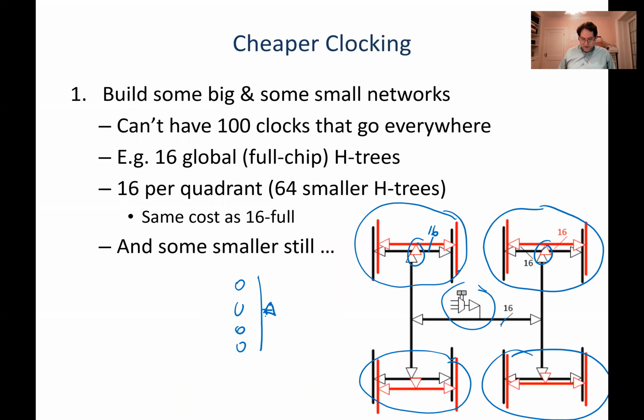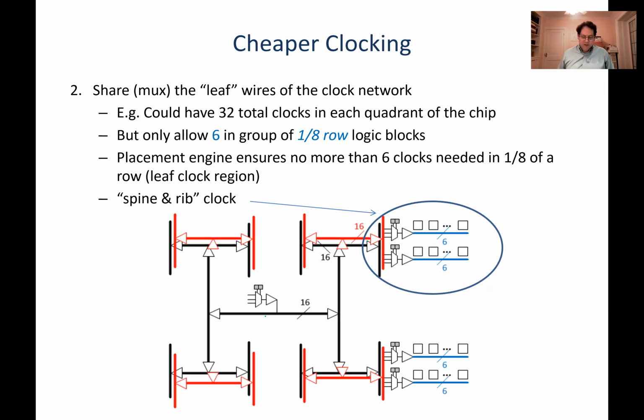Okay, so that's the first thing. Build some big networks, some small networks. Everything that's not really small is still an H tree, but not necessarily as big an H tree. Okay, and then the second idea is essentially Senhyun's idea, which is, can we do some muxing? Do we really need to build all of this independently, or can we share it in some way?